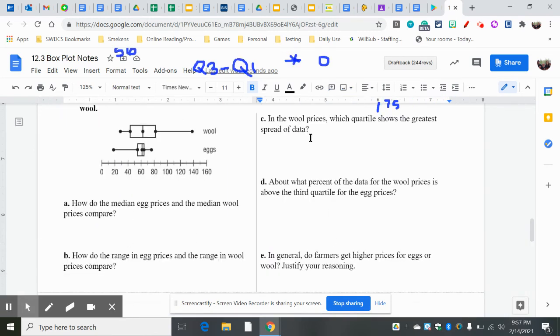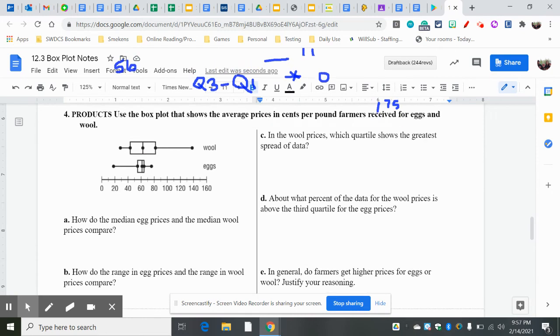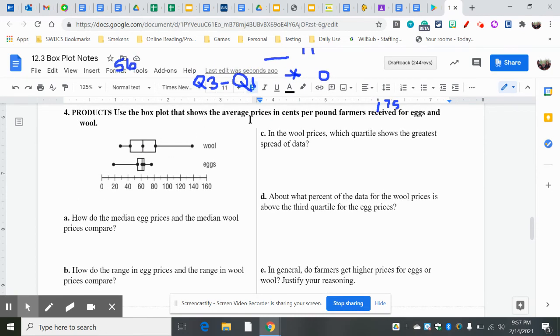All right, continuing on for our last 5 questions here. I'm looking at this graph. It shows average prices in cents of eggs and wool. How do the median egg prices and the median wool prices compare? So on this, my egg median is right about this line. My median for my wool prices is around here. So how do these numbers compare? All right, you should have said that they are very close, because looking at these lines, they are very close together. So I'm going to put they are close.